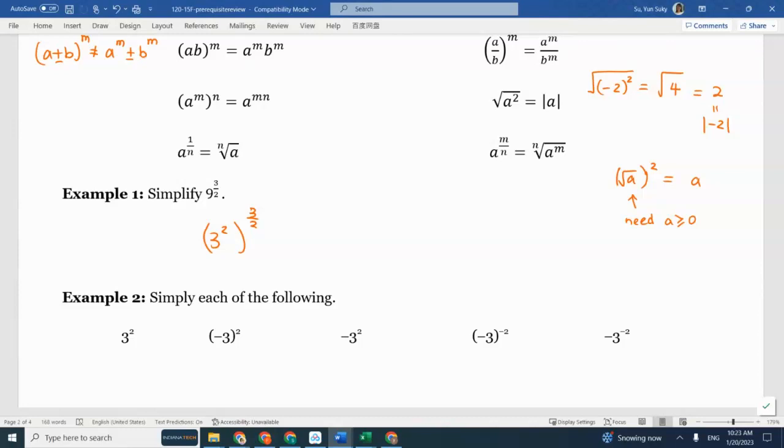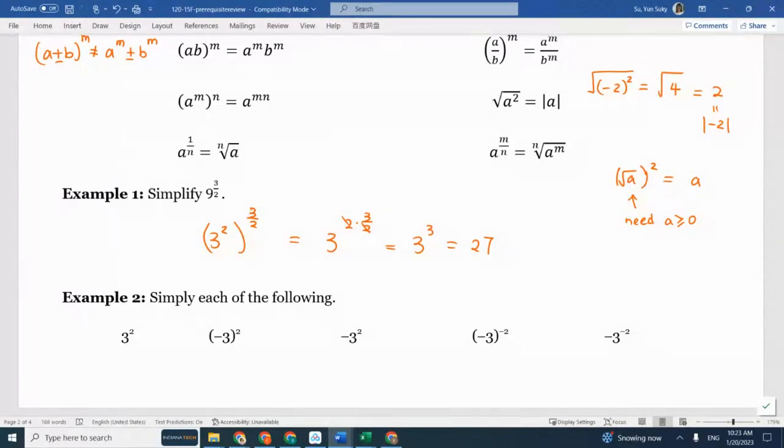Now look at this: 3 squared to the power of 3 over 2. What do you do to the exponents? We multiply. The 2s cancel, and we get 3 cubed. What's 3 cubed? 27. Yes. Okay, let's review.